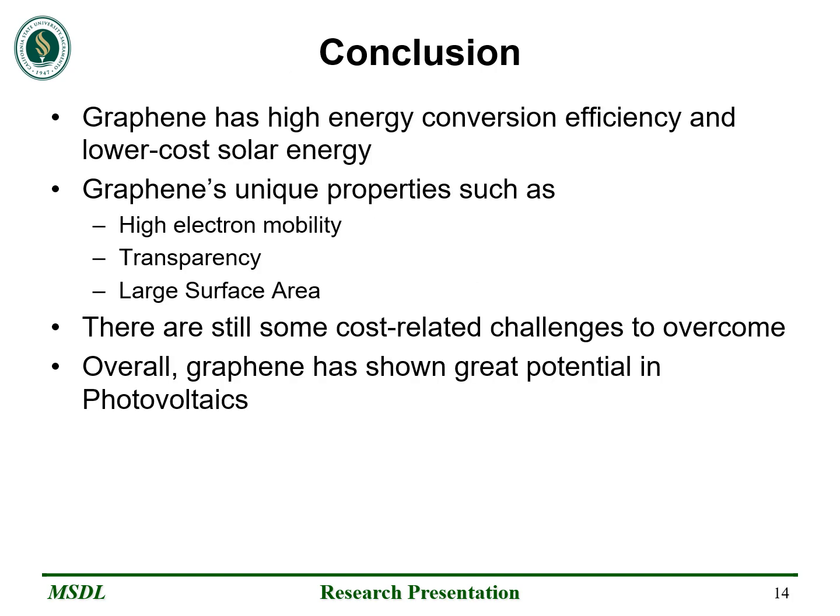Finally, to conclude, graphene offers high energy conversion efficiency and lower cost solar energy. In addition to its electrical properties such as high electron mobility, graphene also has excellent optical properties, including high transparency and low reflectivity. And graphene has a large surface area. Although there are still some cost-related challenges to overcome, overall, graphene has the potential to revolutionize the field of PV technology and contribute to the development of more efficient, flexible, and lightweight solar cells.